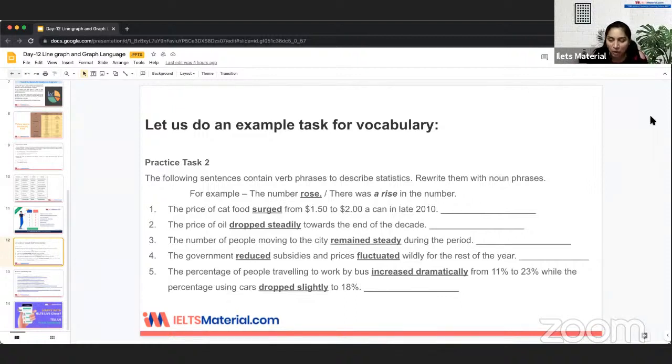Okay, let's take the fourth one. Can we take the fourth one, please? Reduced, fluctuated. Okay, at least the fifth one. The percentage of people traveling to work by bus increased dramatically, while the percentage using cars dropped slightly.